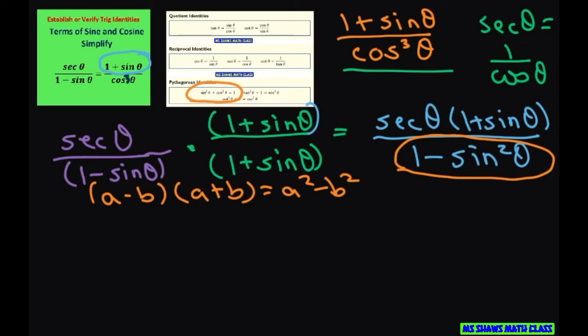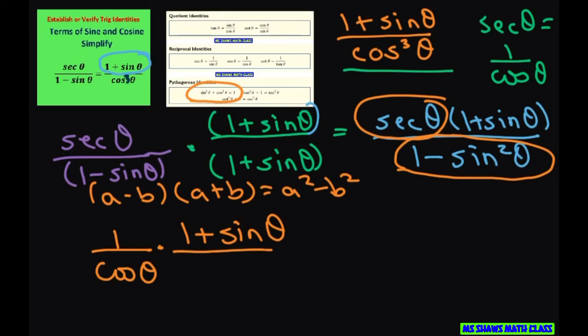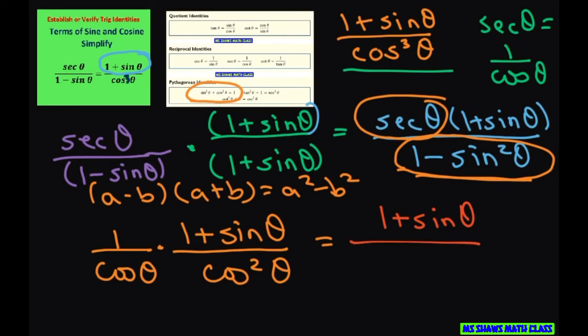Now, what I'm going to do is write this as 1 divided by cosine. So it's 1 divided by cosine. You could have done that earlier. Times 1 plus sine of theta divided by, and this equals cosine squared. So finally, when you multiply across, you're going to get 1 plus sine of theta, and when you multiply these two, you get cosine cubed theta.